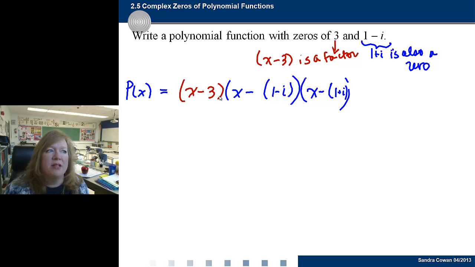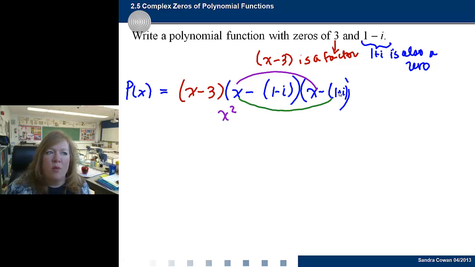So we'd have (x − 3) times (x − (1 − i)) times (x − (1 + i)). This is where you've got to take it easy, take it slow, and FOIL everything out. So we're going to go ahead and FOIL. x times x gives me x squared.